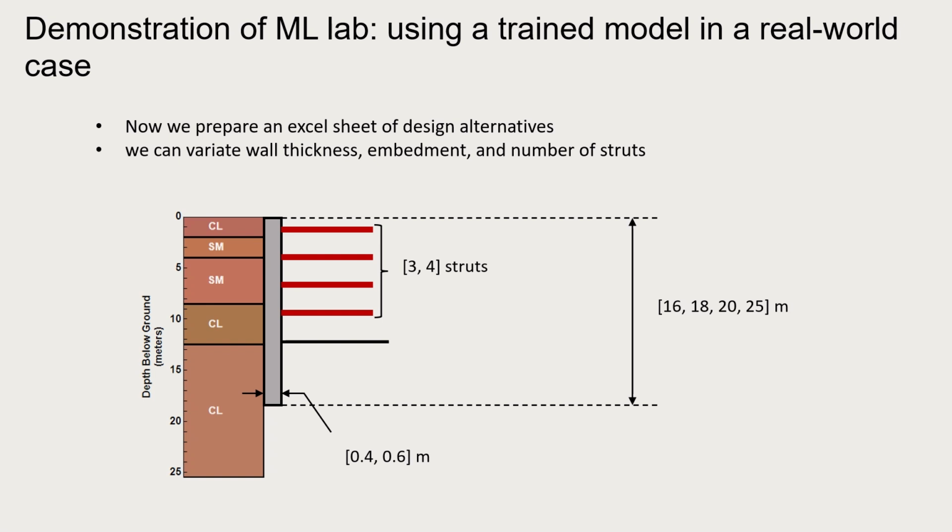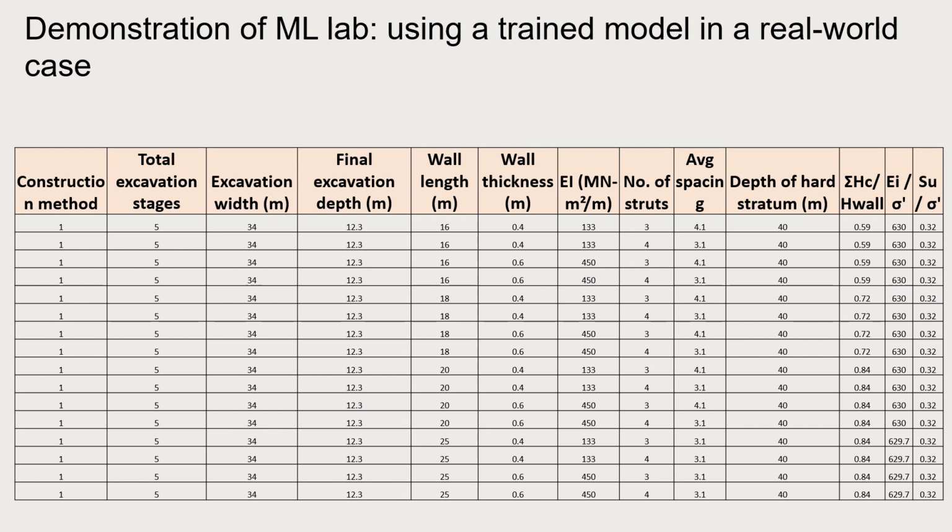Now we can generate an Excel file with the following input. We have two diaphragm wall sections, 0.4 meter thick and 0.6. We have multiple lengths for the wall. Keep in mind that the length of the wall goes beyond the excavation depth. So we have a 16-meter wall, 18-meter long wall, 20 and 25 meters long wall. We also proposed 3 and 4 struts. Based on the number of struts, you can divide the excavation depth by this number to get the spacing for the struts. So these are the cases or the design proposals that we have.